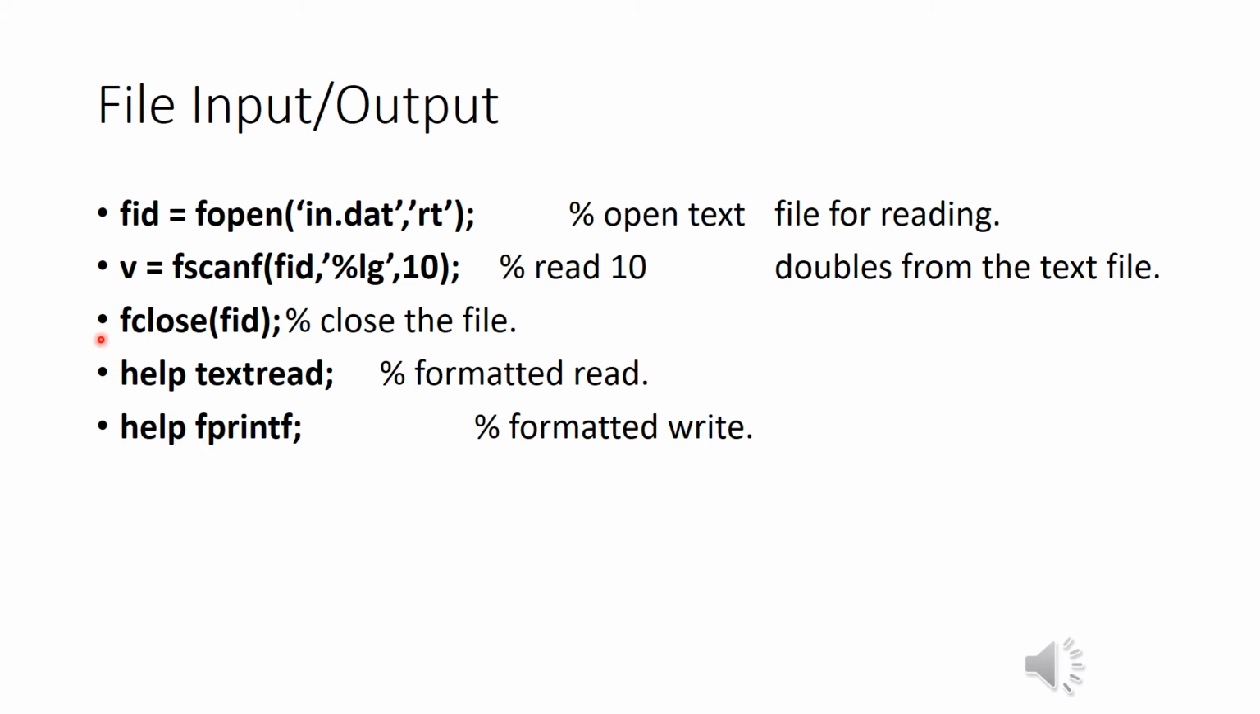And we have another function, v equals fscanf, and then we have fid as a parameter, and '%lg', 10. So actually it will read 10 doubles from the text file, like the 10 double values from the text file. This function can scan or read those values. Another function is fclose, and the input is fid, and it will close a specific file with a specific fid.